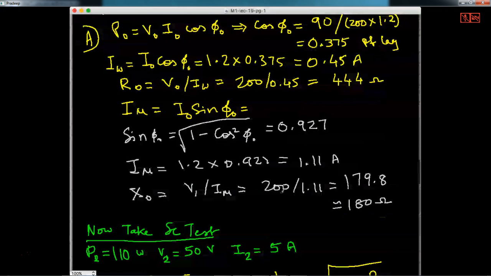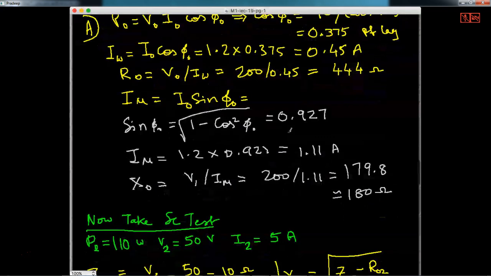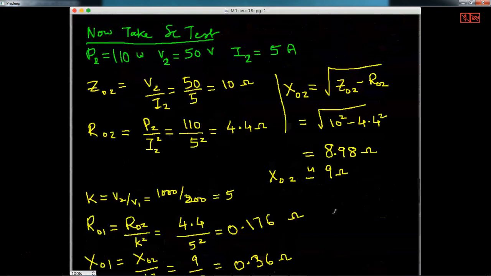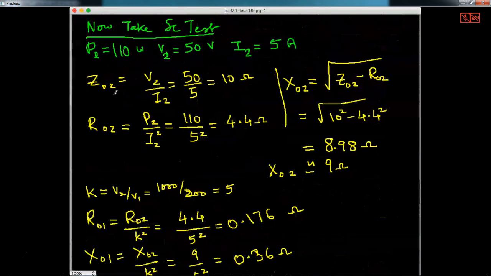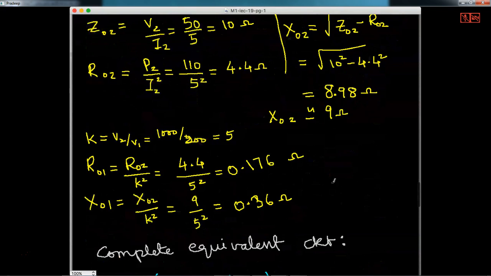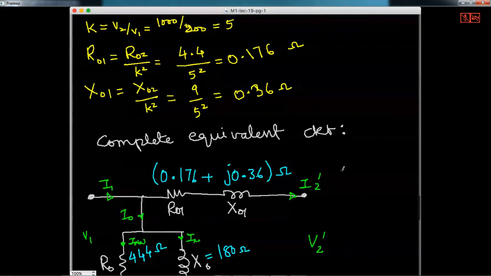After that, we take the SC test. Given the data of the SC test, again I can repeat this simple calculation that we saw before. Since the SC test has been done by keeping the measurements on the high voltage side, what you actually get is R02 and Z02. Ultimately, again, we have to convert them back and find out R01 and X01. Finally, we build the complete equivalent circuit as shown in the diagram here. So this was one problem we solved.